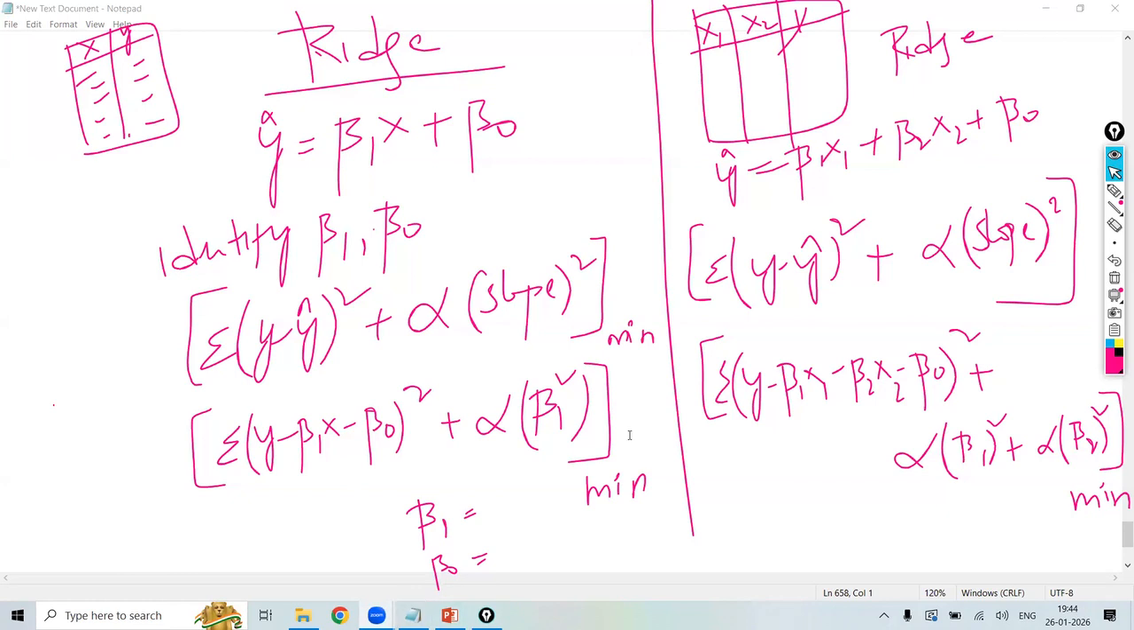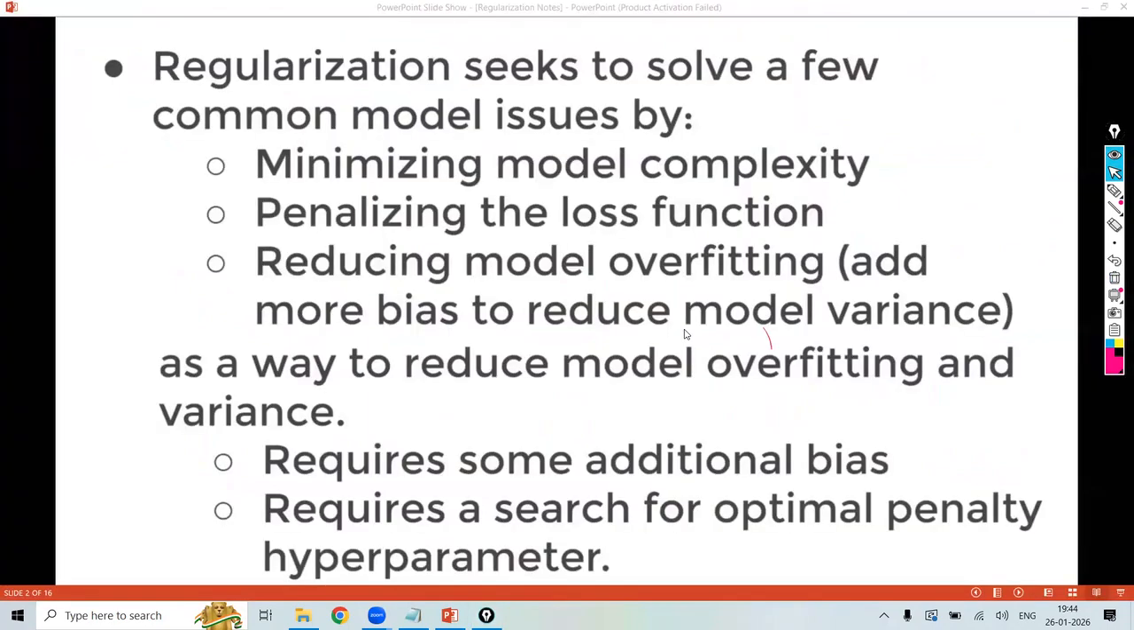Is that clear, guys? Everyone understood or not? What is the difference between the ridge and lasso? Yes. Only difference is bias. The bias is different. The linear regression, ridge regression, lasso regression is the same. Equation wise same. The calculation part of beta 1 and beta naught differs. Equation wise, everything is the same.